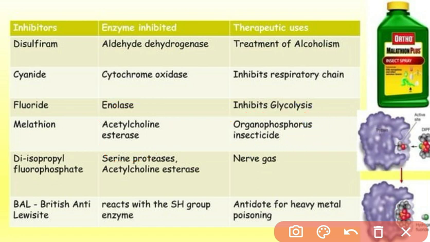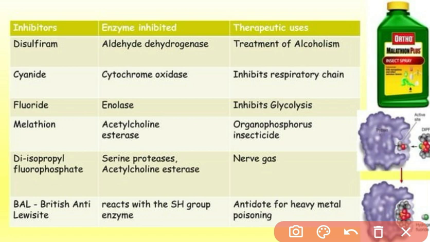Then the next example, diisopropyl fluorophosphate, that is DFP. It is a very potent neurotoxin. It combines with the amino acid serine at the active site of the enzymes serine proteases and acetylcholinesterase. These are enzymes that deactivate the neurotransmitter acetylcholine.